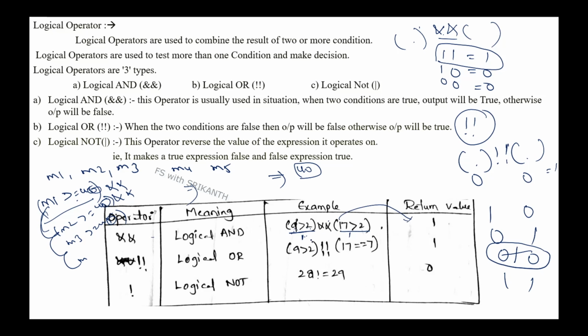And here I observe 9 greater than 2. Again the condition is true. And then 17 equals 7? No, it is false. But one condition is true, so again it returns true.